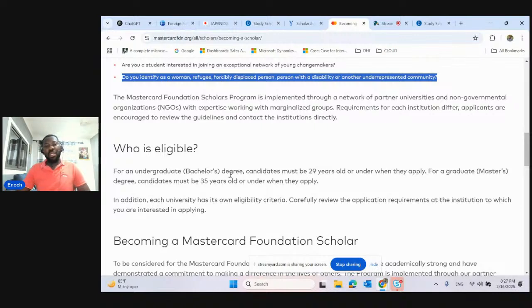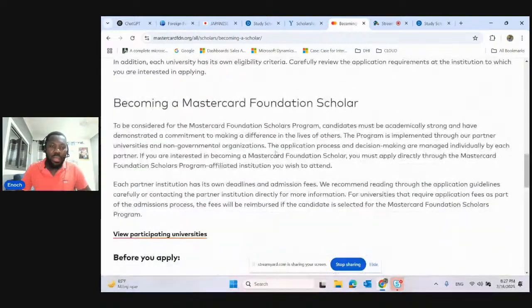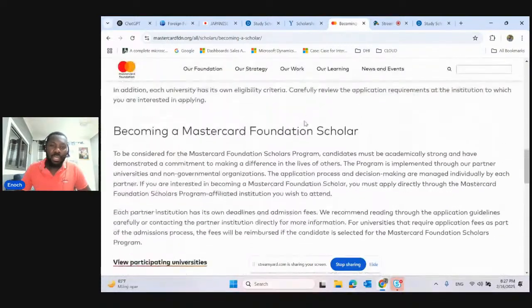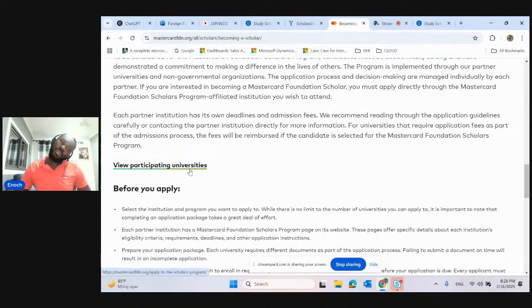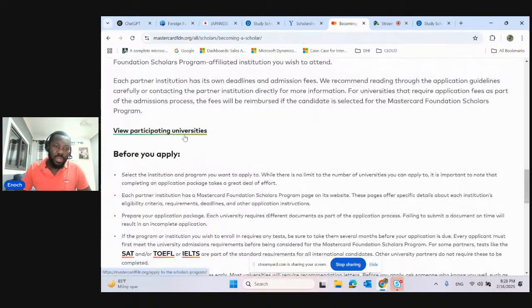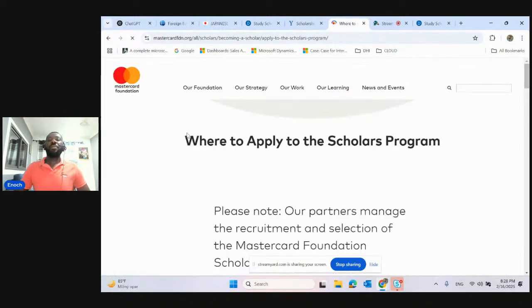For the undergraduate bachelor's degree program, candidates must be 29 years old or under when they apply. For a graduate or master's degree, candidates must be 35 years old or under when they apply. And if you are becoming a Mastercard Foundation scholar, you must read more about this. View participating universities, so you can see which universities are participating in this program.